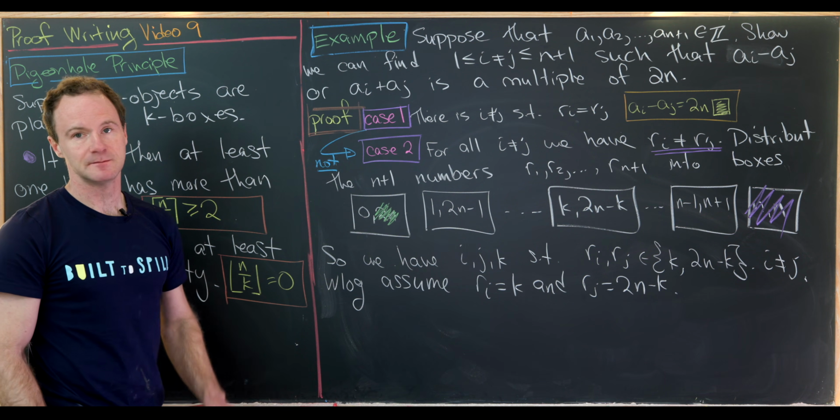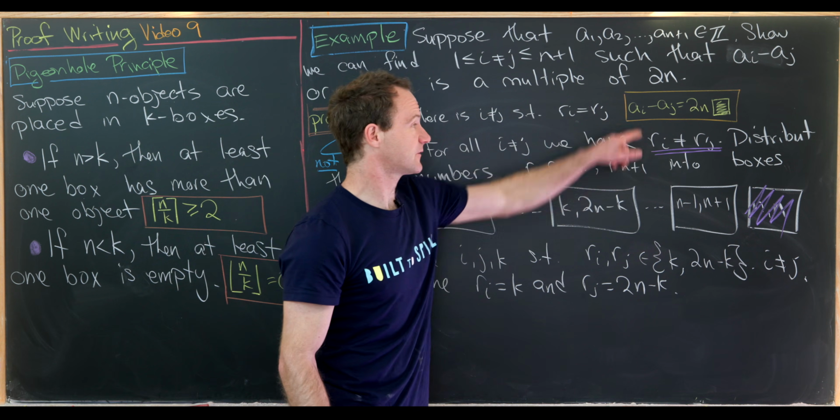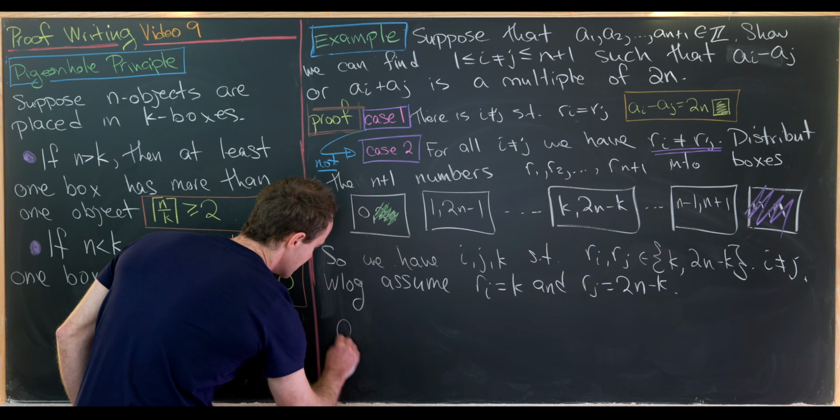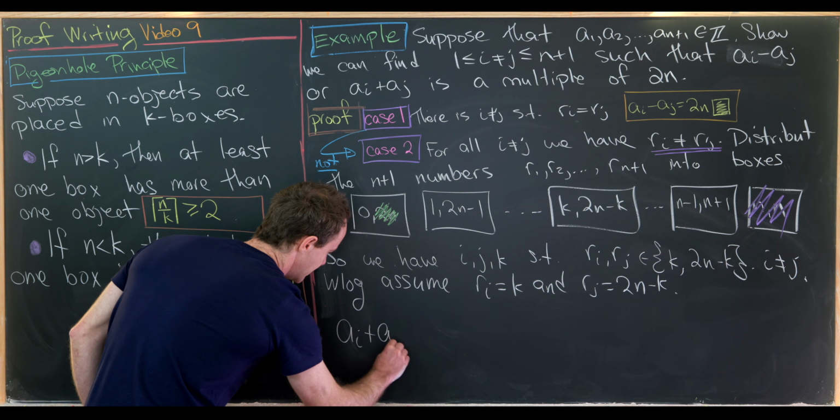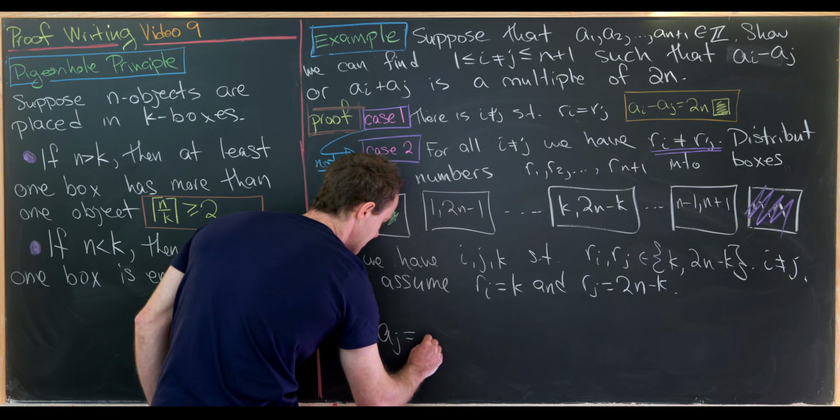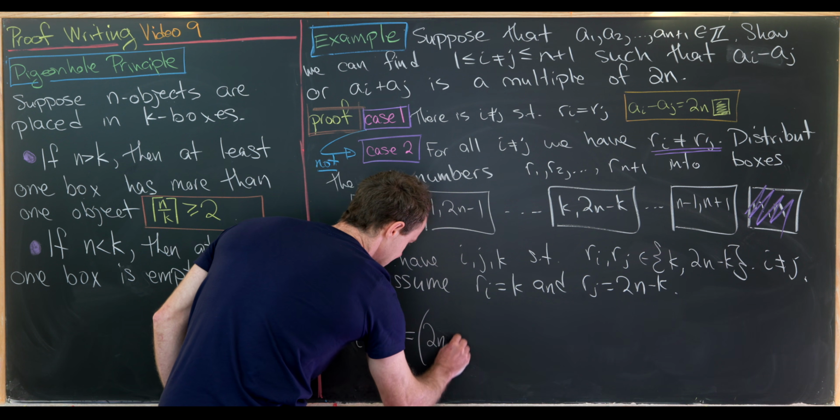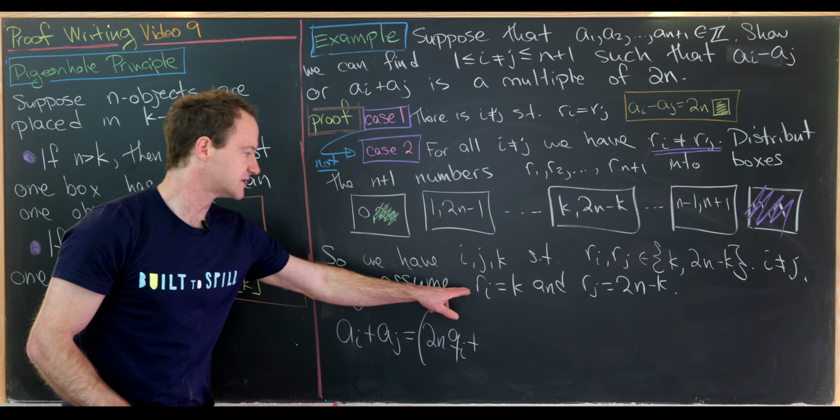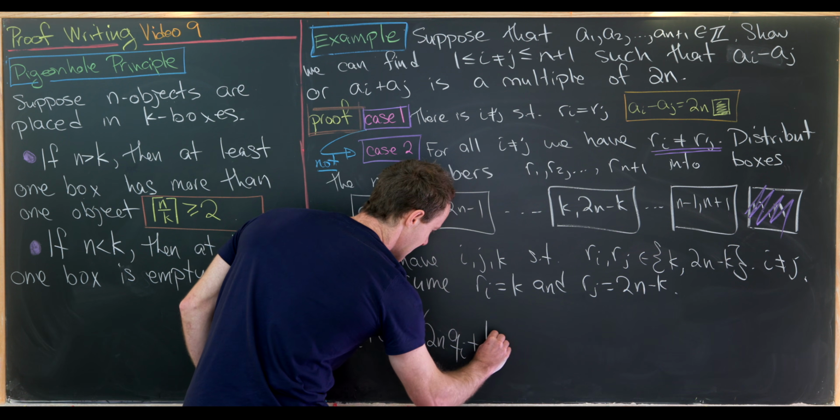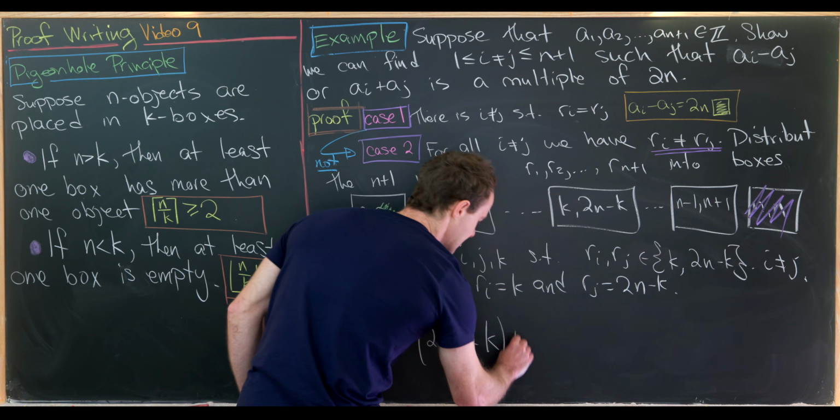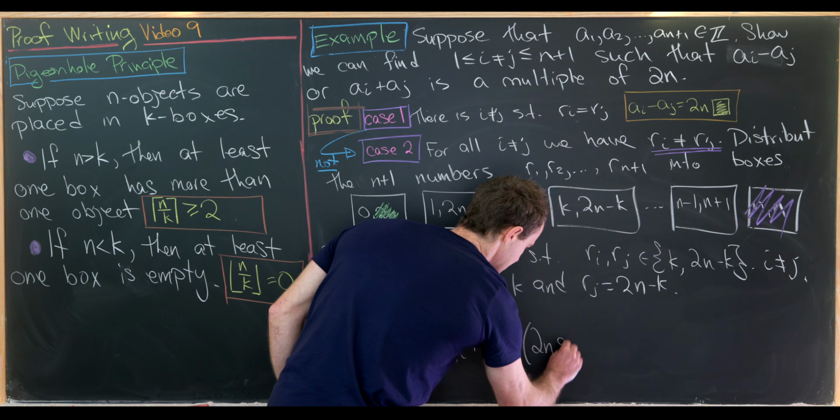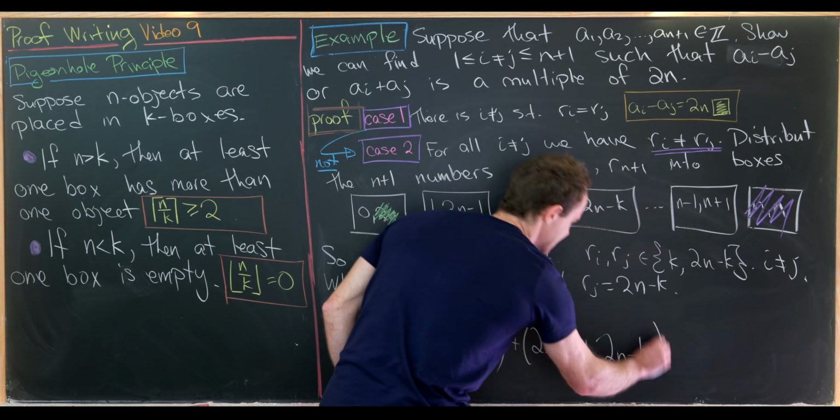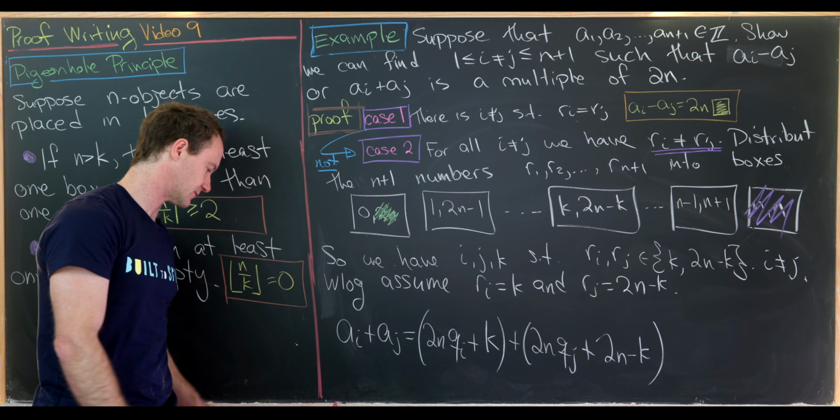Okay, so that's good. Now, since we looked at the difference before, in this case, we will look at the sum. So let's look at a_i plus a_j. So that's going to be 2n times q_i plus r_i. Let's recall that r_i is equal to k by our assumption. And then we'll have plus 2n q_j plus r_j, which is 2n minus k by our assumption.